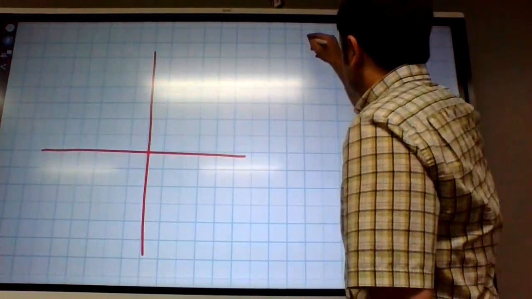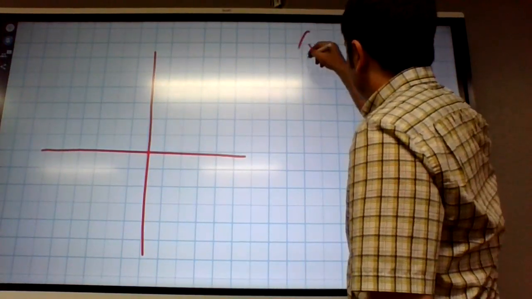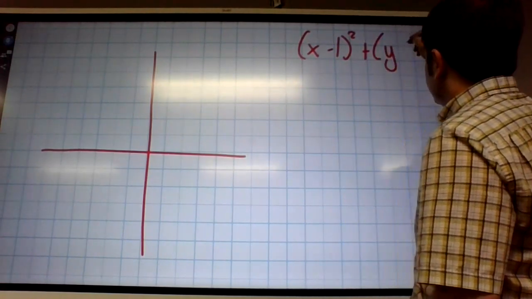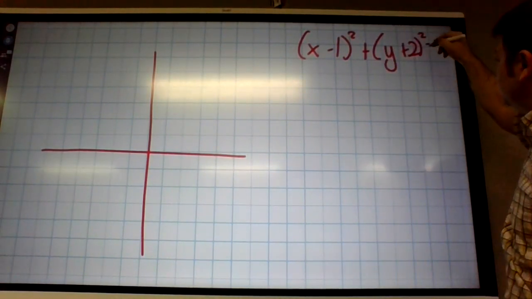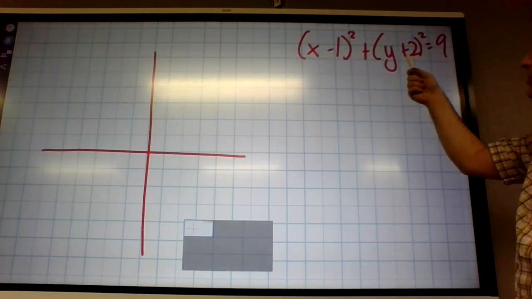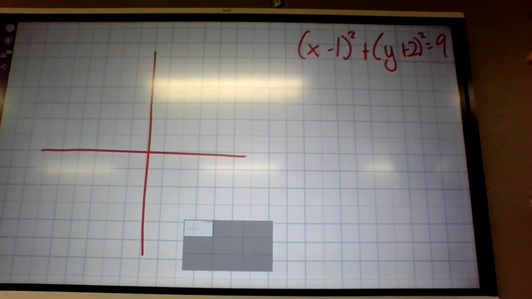So yeah, a circle looks something like this. X, well, maybe throw that in there. X squared plus y squared equals. So for this circle, the center is at 1, -2, and the radius is 3.